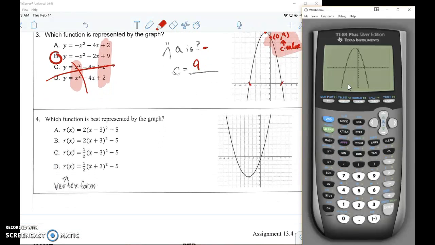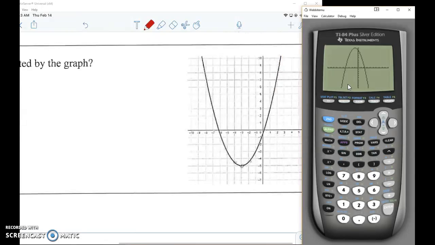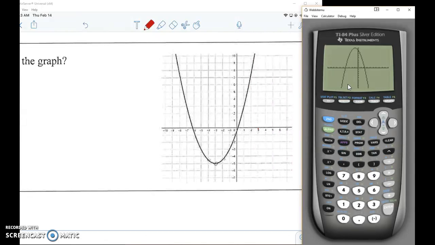Last one, looking at number 4. Which function is best represented by this graph? Okay. Notice here that all my a values are positive, so all of these have a graph opening up. They are in vertex form. I notice they all also have the numbers 3 and 5, so I'm going to look for a point with 3, 5 on my graph. I know it's not positive 3 and positive 5 because there's no point there. So let's try negative 3, negative 5 is my vertex.